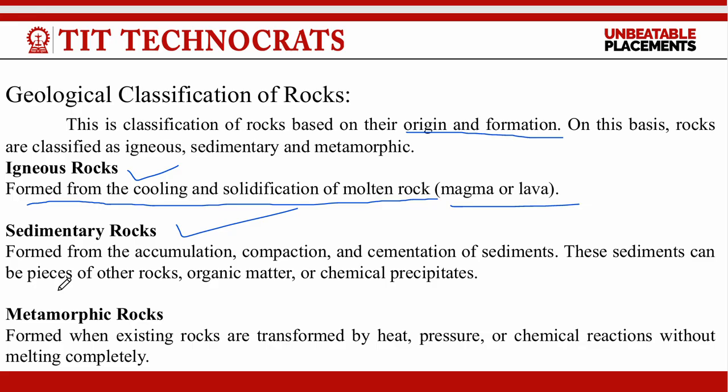These sediments can be pieces of rocks, organic matter, and chemical precipitates. Okay, so the next rock is metamorphic rocks. Metamorphic rocks are either sedimentary rocks or igneous rocks whose physical and chemical properties are changed due to the action of high temperature and pressure. Examples of metamorphic rocks are dolomite, slate, marble, and gneiss.